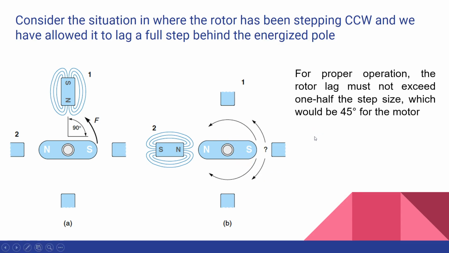So for proper operation, the rotor lag must not exceed half the step size, which would be 45 degrees for this motor. If this is ensured, the motor will always turn in the direction it's supposed to, and it will not stall.